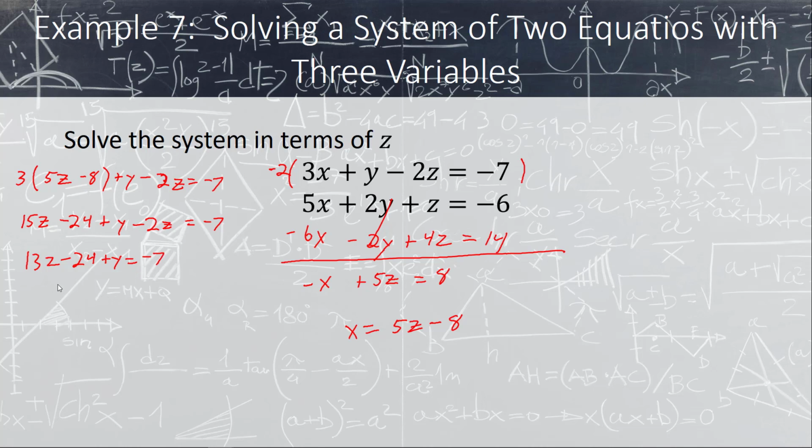Okay, now I can move these 2 terms over to the other side, and that will give me that y is equal to -7 plus 24 minus 13z. And that will give me my final result, which is that y is equal to 17 minus 13z. And these are our equations for x and y.